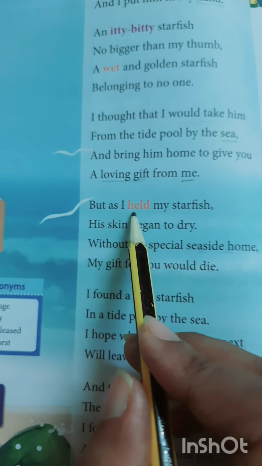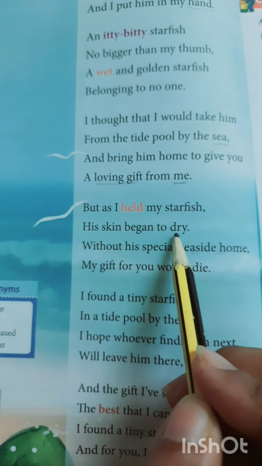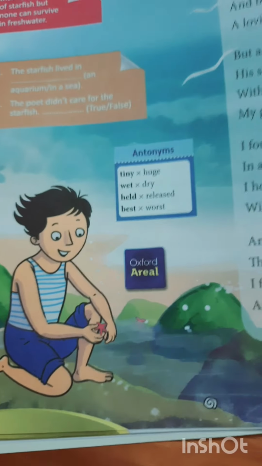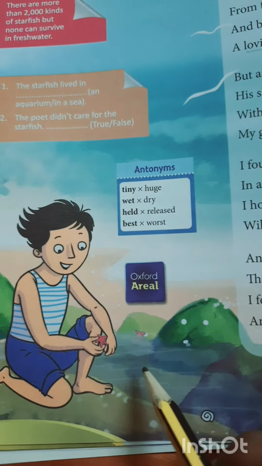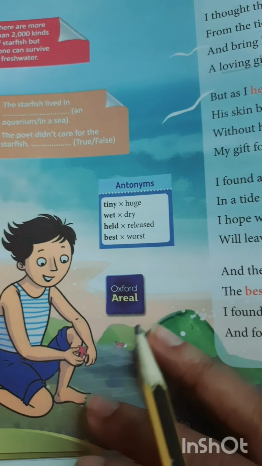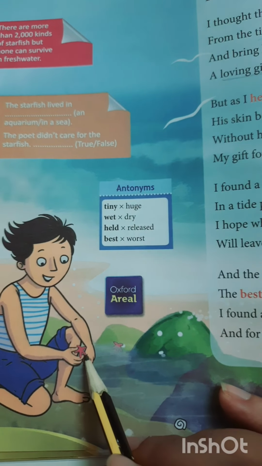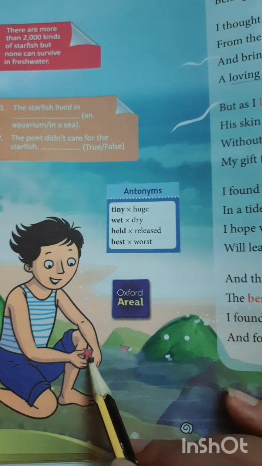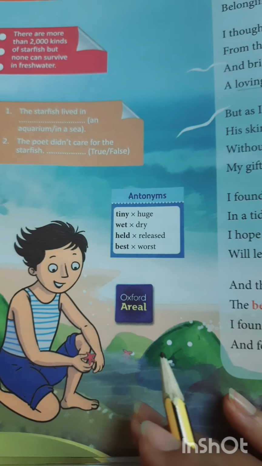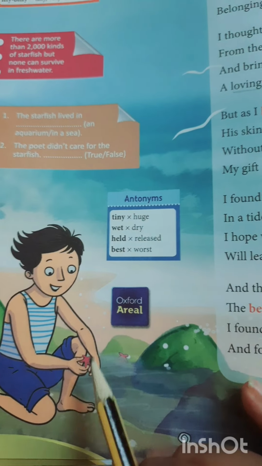But as I held my starfish, his skin began to dry. Yes, children. If a starfish lives there in the water, it can be wet always. It can live for years, right? If you take this out of water, how long can it live? Yes, children, it may die, isn't it? It may become dry. Dry and die. Okay, children.